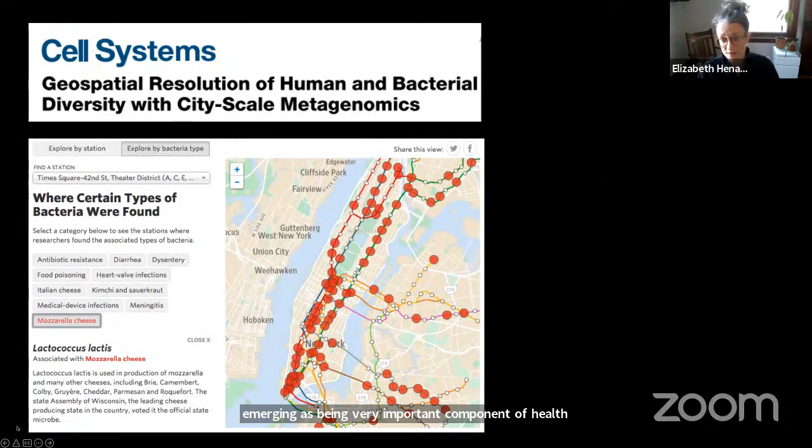And so next, the built environment. We talked about microbes in our transportation systems. So if you happen to be in New York City in 2015, you can figure out which microbes you're interacting with as you're taking the subway.